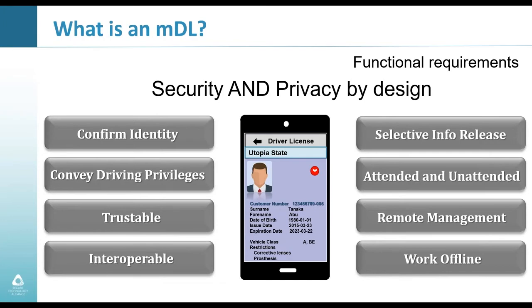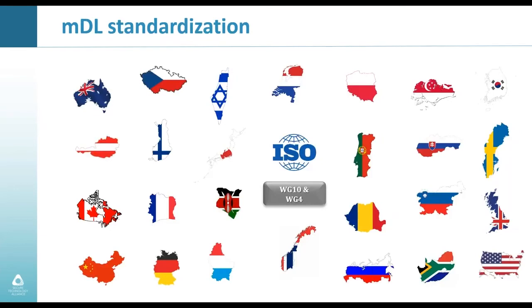Next slide, please. The mDL standardization has been going on for many years, and a significant list of countries have been actively participating. The heart of the work has really been done inside of ISO SC 17 WG10. In the last couple of years, the ISO committee that's working on mobile identity, which is SC 17 WG4, has joined forces and has taken up the mDL use case as their first primary area of focus. Next slide, please.